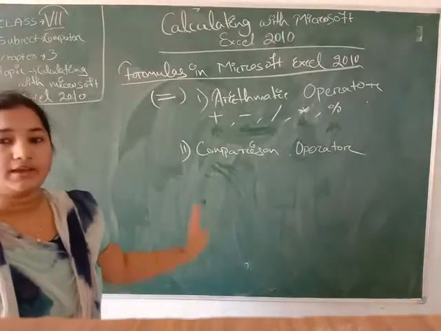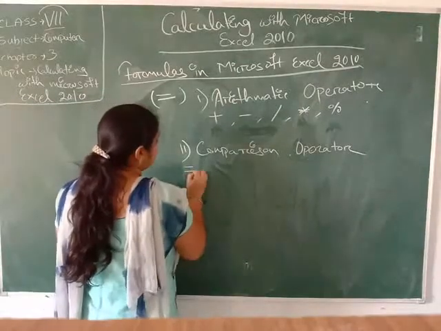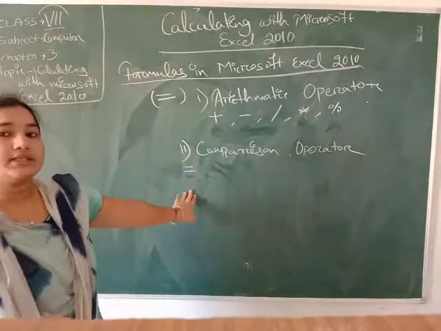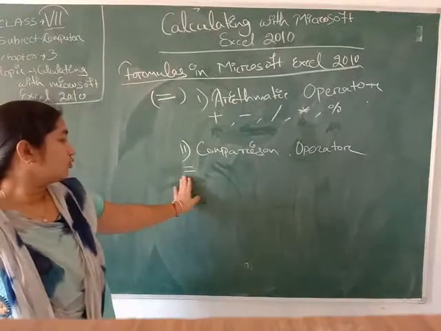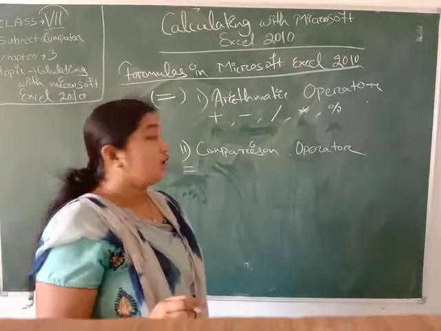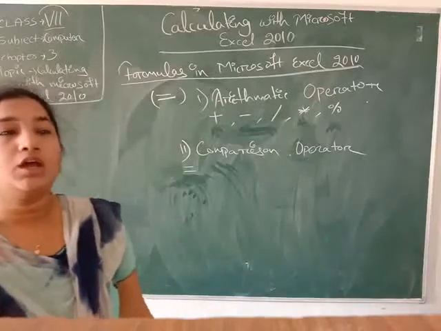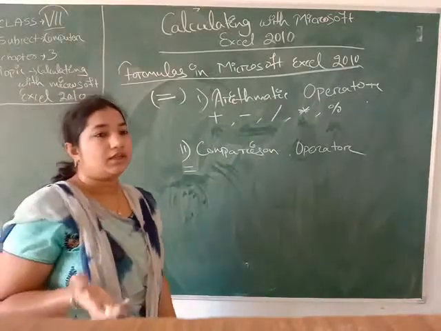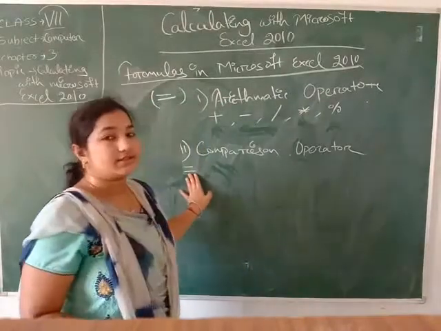In the comparison operator, first comes the equal sign. You know what this sign is? It is used for equal. It is used to get the answer for the formula. When we are writing something and when we are writing the answer, before that we use this sign.